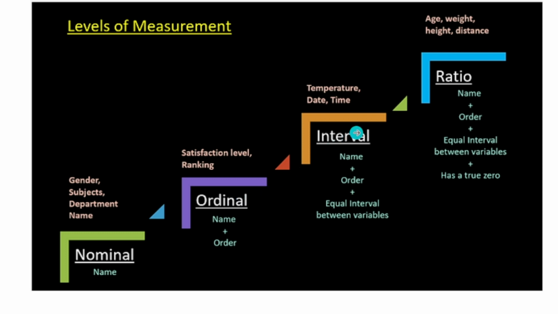So there is interval data. Interval is nothing but the temperature, date, time, where you can have an equal interval between the variables. And the ratio is a name, there is an order, there is an equal interval between the variables and it has a true zero value. If you can represent a true zero value for that particular variable, you have a ratio, like weights, heights, distance.